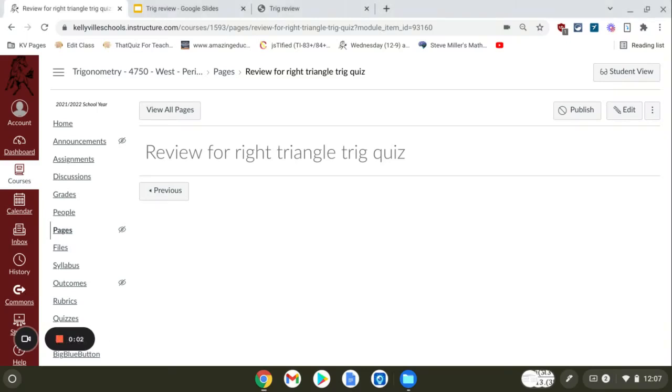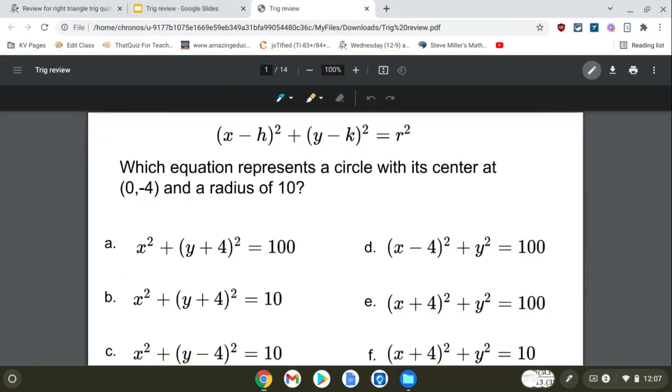All right, so we're reviewing for our quiz here. The first few questions are going to be about circles. What is the equation of the circle whose center is at (0, -4) and the radius is 10?